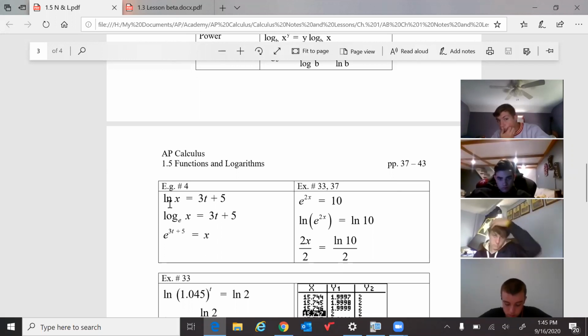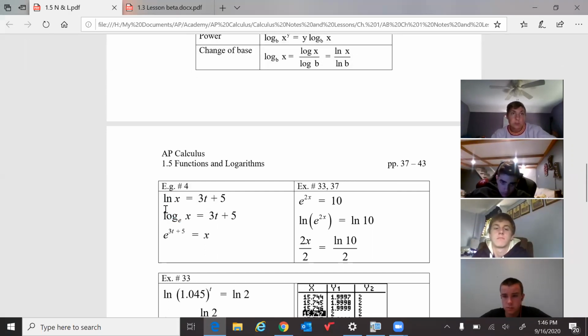I just rewrote this. ln x, it's the same thing as, you don't need this line in the second line, but if it helps you, good. That's why it's there to help you, but you don't need it. ln x means log base e of x. So from the second line to the third line, I just swirled it. E to the right side equals x. X is by itself.